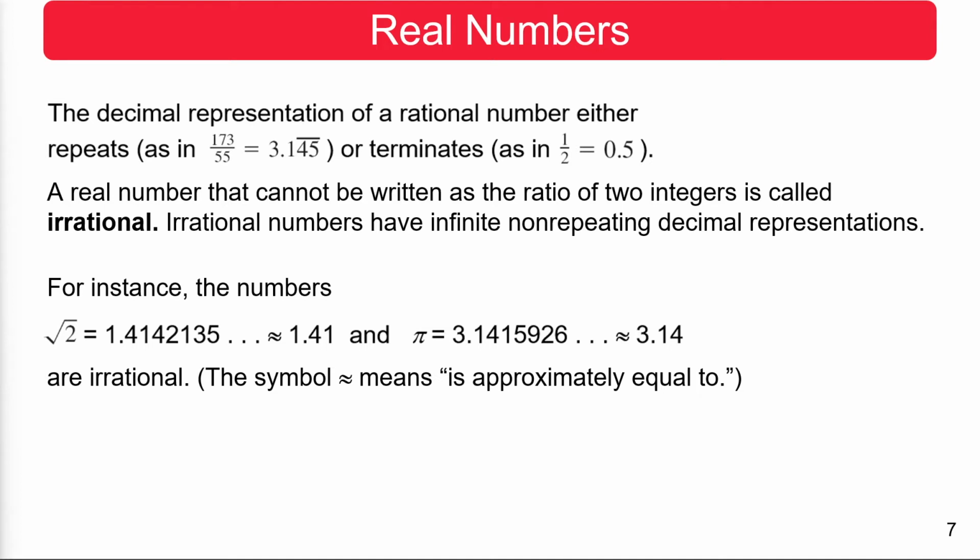As you can see here, we cannot determine the exact value of the square root of 2 or the exact value of pi. We just try to approximate the value. The symbol that we can see here means approximately equal to. So you cannot find these numbers' exact value.